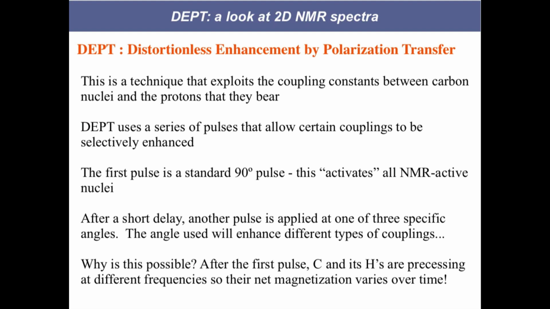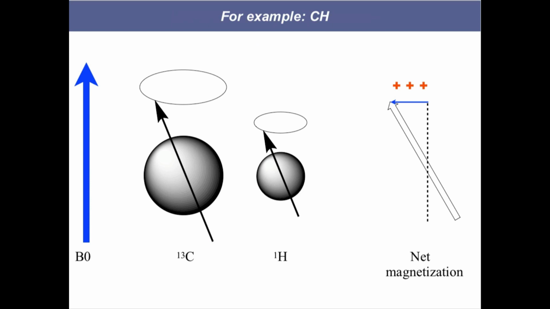Now here's how it works. C and H, like we talked about, have different gyromagnetic ratios, which means that they precess differently at different frequencies in a given magnetic field. That means that there will be a net magnetization that varies over time. Here's what I mean by that.